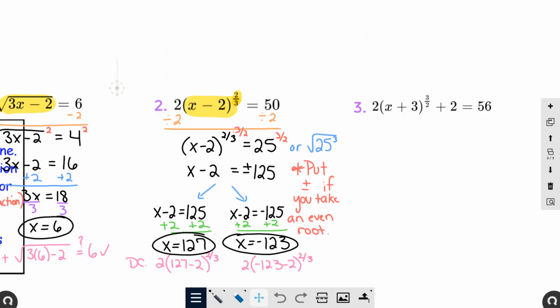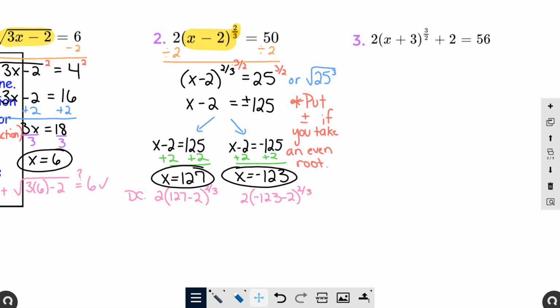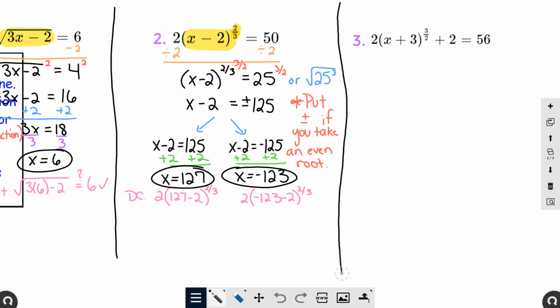And then write down problem 3. Put some little dividers in here.